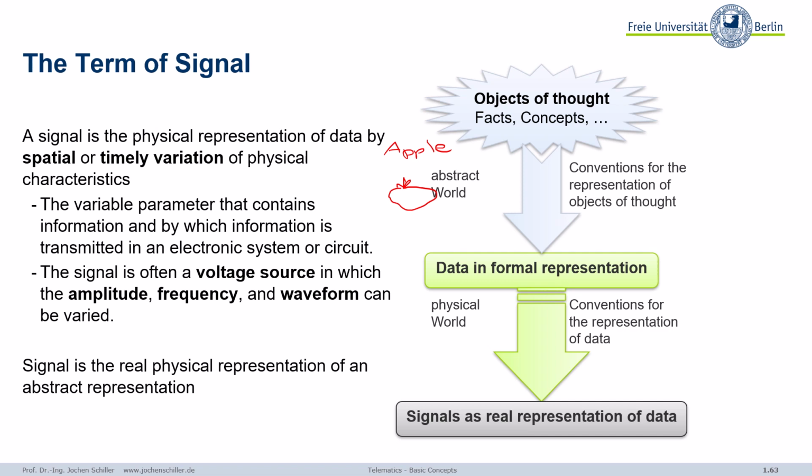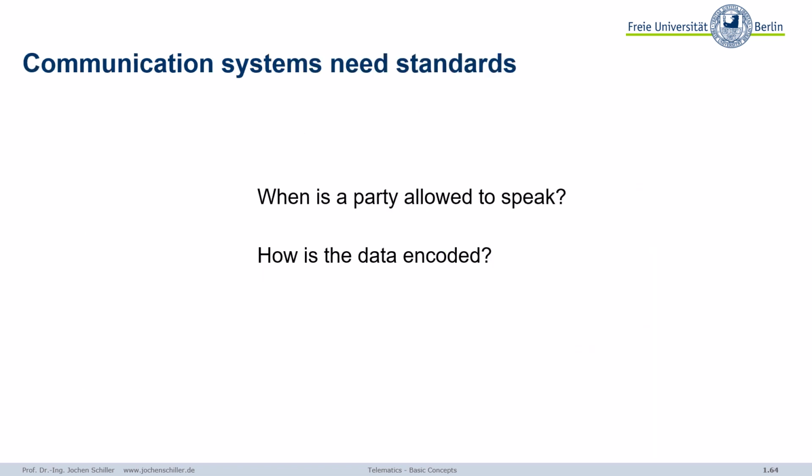Okay, so now we know a bit more about data, information, signals. What else do we need? Well, something that sometimes is boring: standards. Many people think, oh, standards, piles of paper, long discussions, very complicated. But we need this. So, for example, if you meet each other at a party as humans, when are you allowed to speak? There are certain conventions, standards.